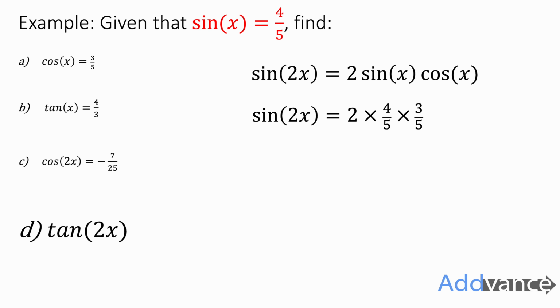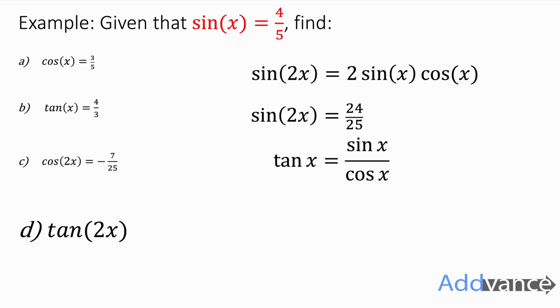And sine of x is the same as 4/5, cos of x is the same as 3/5, so I substitute them in. And I work this out. I multiply everything, I get 24/25.